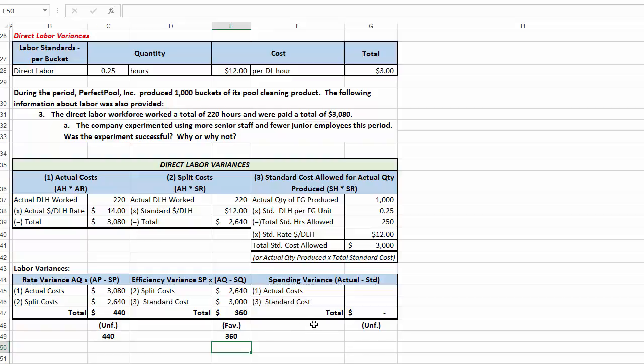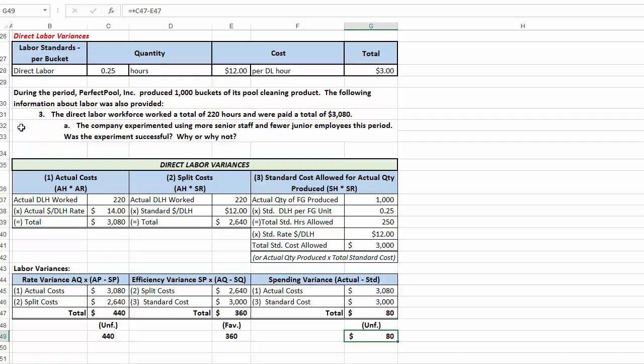And with direct labor, we can calculate a spending variance. It is the difference between actual cost and standard cost of $3,000. So in total, we have an overall spending variance of $80. That's also the difference between our rate variance and our efficiency variance. And remember, these are going opposite directions, so we will net the two amounts and come up with an overall variance of $80 unfavorable. I hope that makes sense.